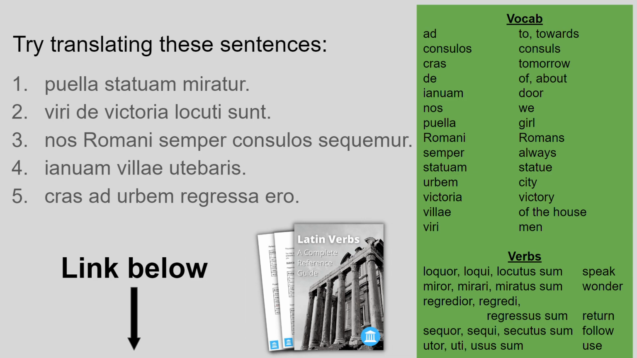Number 2, viri de victoria locuti sunt. The deponent here, locuti sunt, is in the perfect tense. The men are in the nominative, so the sentence means the men spoke about the victory.